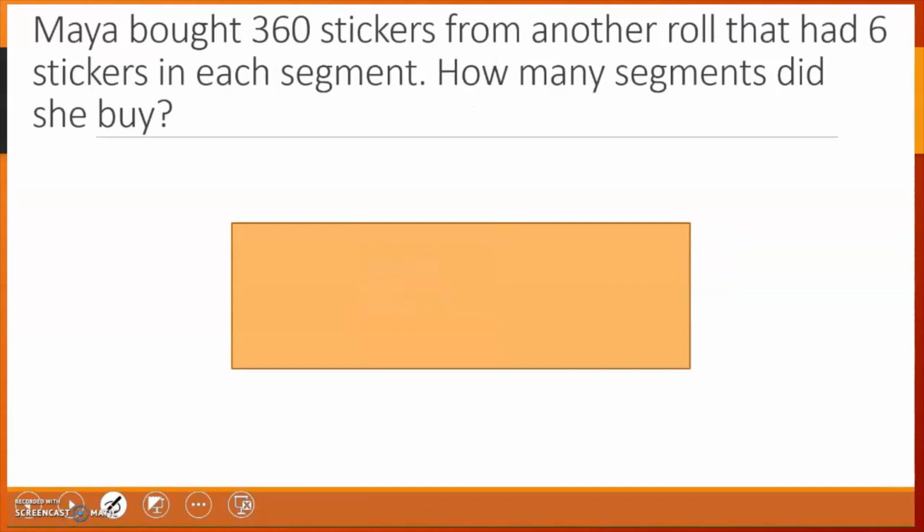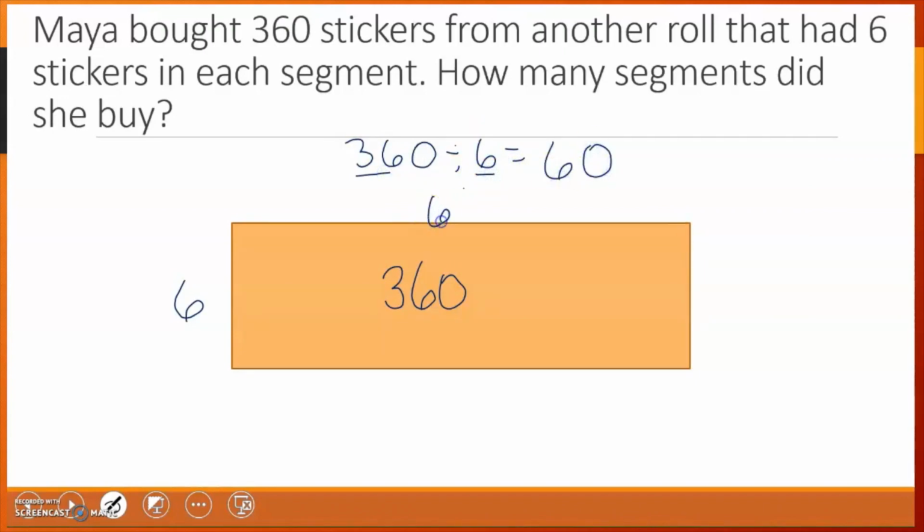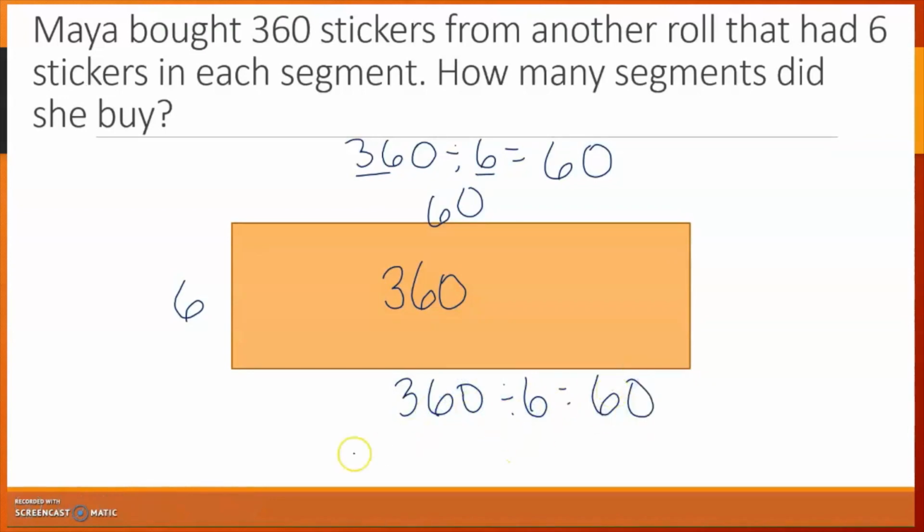Maya bought 360 stickers from another roll that had 6 stickers in each segment. How many segments did she buy? This time she bought 360, and still there were 6 stickers in each segment. We can use our prior knowledge from our last problem to help us solve this. We know that 36 divided by 6 equals 6, and we can annex that 0. So 360 divided by 6 equals 60. She bought 60 segments.